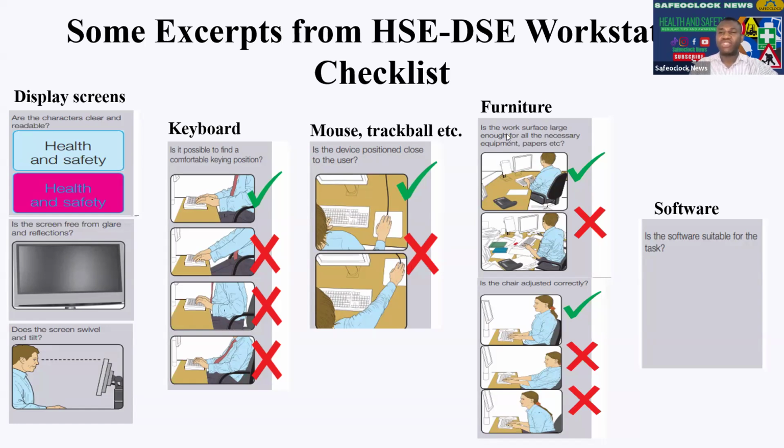Then for the furniture, we have to check if the seat is adjustable, if the seat has an adequate backrest, and if your back can be adequately supported by that seat. Then for the chair, you have to check if the chair can be adjusted for any height, because some people are taller than others. So you need to ensure the chair can be adjusted to fit individual heights. Then for software, you have to ensure that the software is up to date and approved by the organization. So you don't use unauthorized or unapproved software in the workstation.